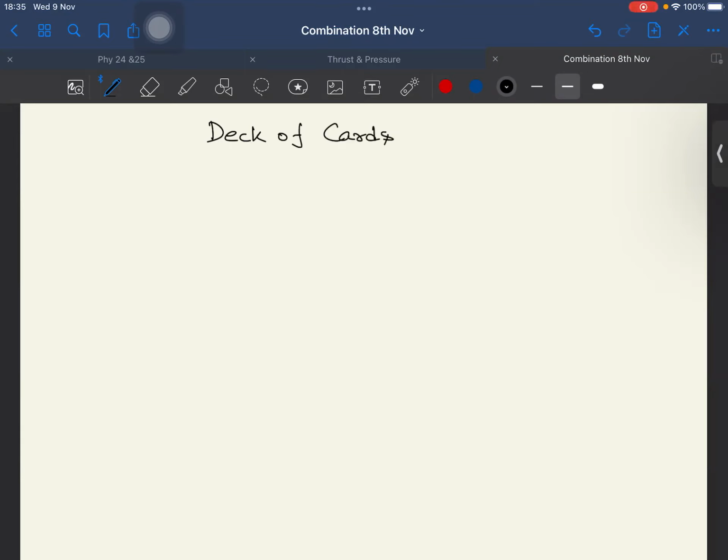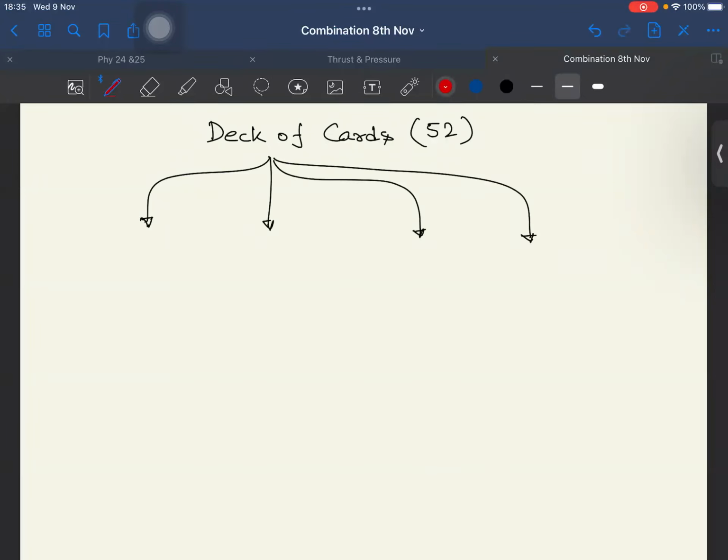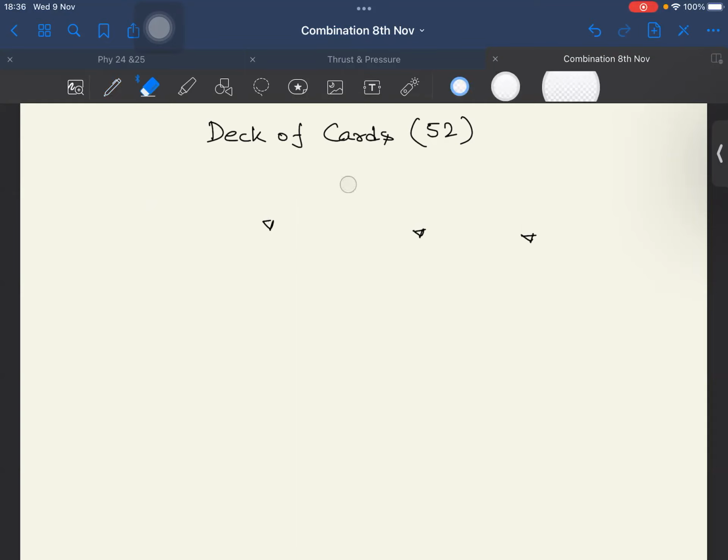Okay, so we all know there are 52 cards in total, and all 52 cards are different. We have 52 cards made of 4 suits. So the first suit is your spade. Spade is black in color. Let me write like that.